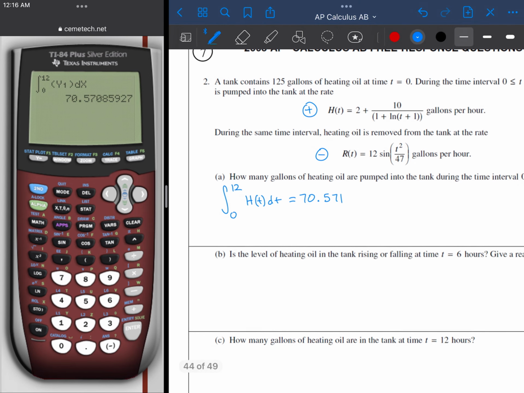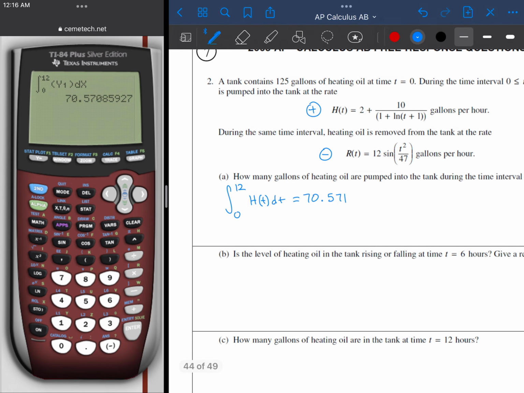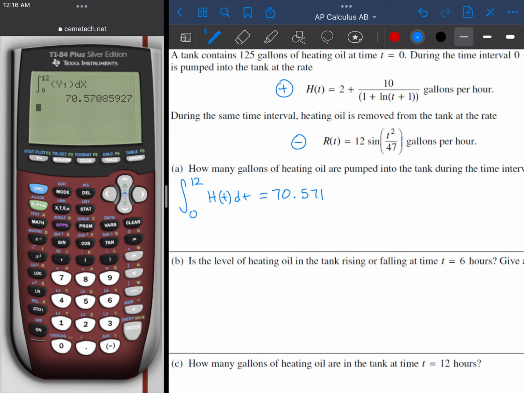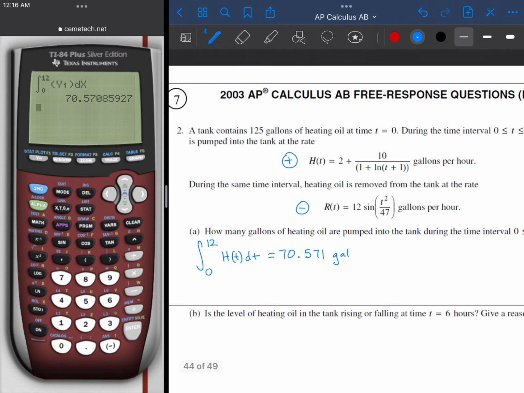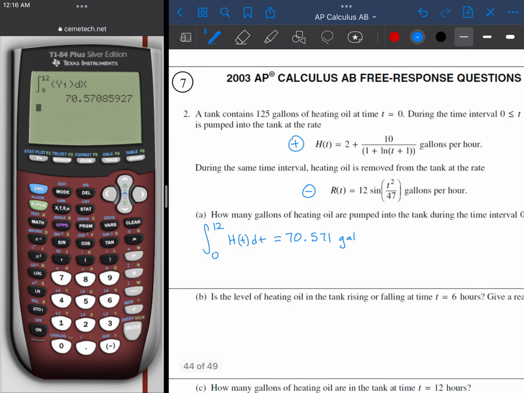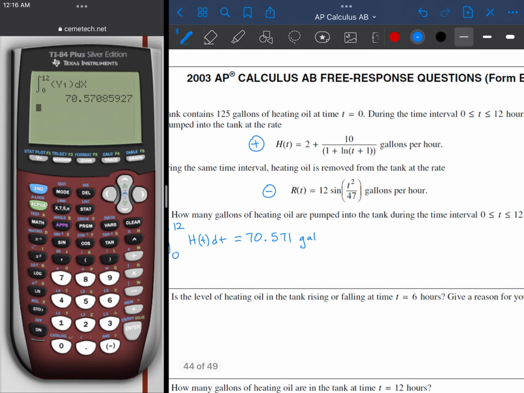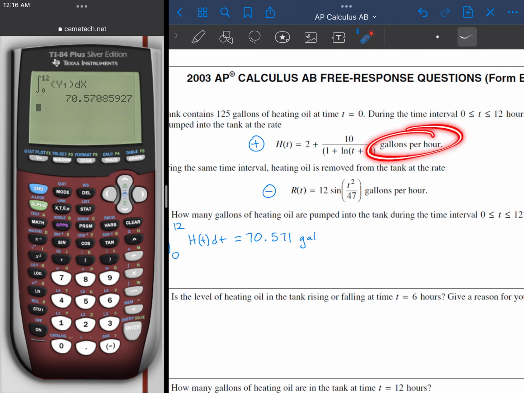And do we need units? It doesn't ask for units, but we should be careful. If we were asked for units, it would have been gallons. So I'm going to go ahead and just put gallons, even though you don't need it. The way that I know it's gallons is whenever you take the integral, you get rid of a time unit. So where does it tell you? It tells you right over here. Gallons per hour, and when you take the integral, get rid of the per hour, and you just get gallons, right? That's all we need to do for the first part.